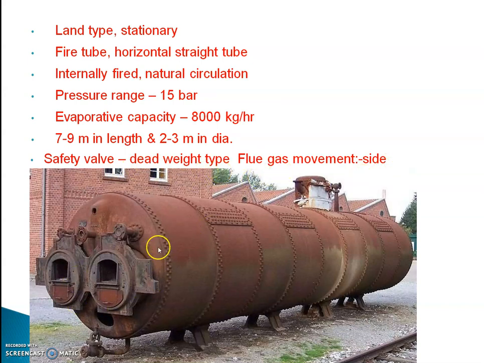In the photographic view of the Lancashire boiler, as I already mentioned, two flue gas fire tubes are present. The coal is fed in from the front of the flue gas drum. The hot flue gas is circulated there, and steam is produced.